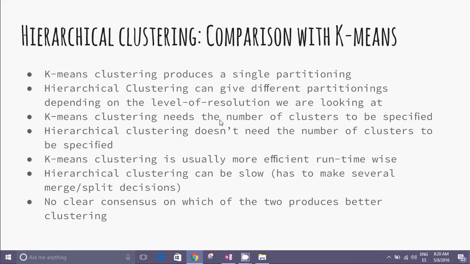As a result, there is no clear consensus on which of the two produces better clusterings. It depends on situations, on datasets, and on more things.